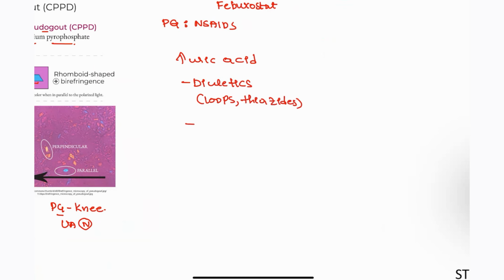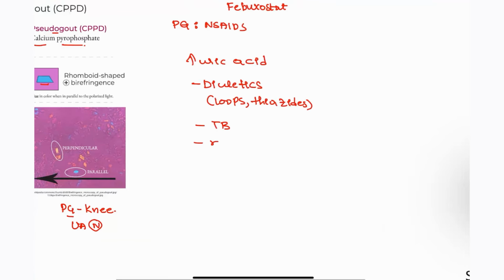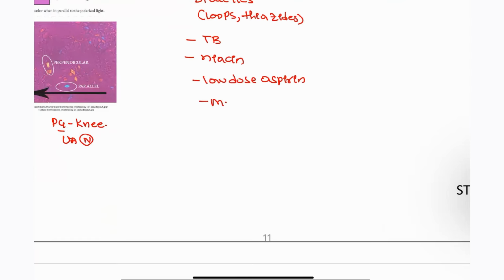Next, any other drugs that are going to increase uric acid, guys: TB therapy drugs like ethambutol and pyrazinamide also increase it. Next, niacin. Niacin, the nicotinic acid, can also increase uric acid levels in the body. Next, low dose aspirin can also increase uric acid. Next, methotrexate and cyclosporine. These drugs are going to increase the uric acid.